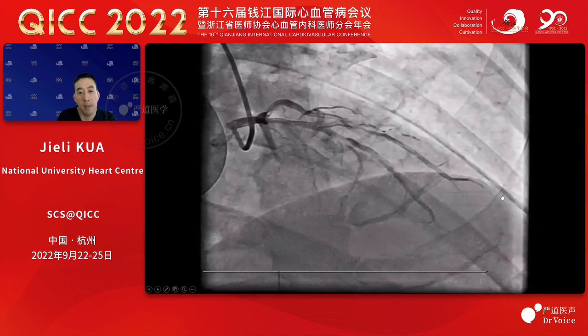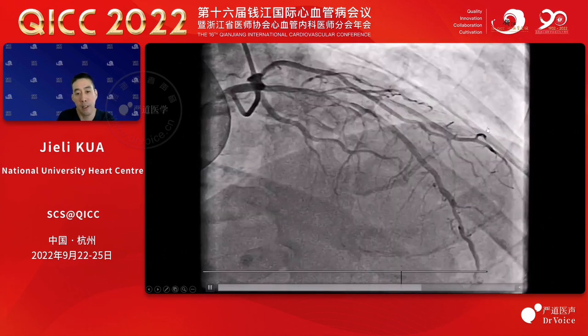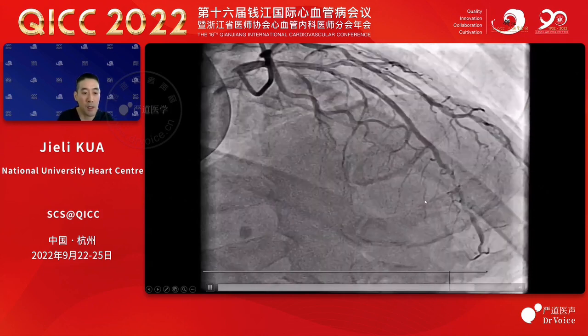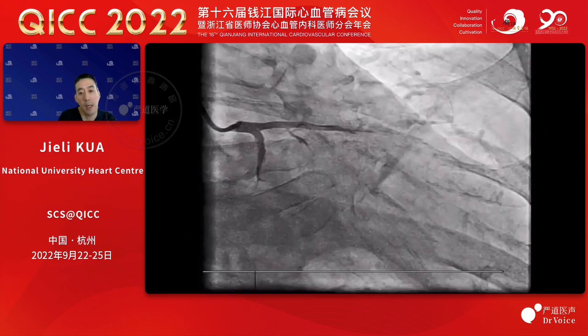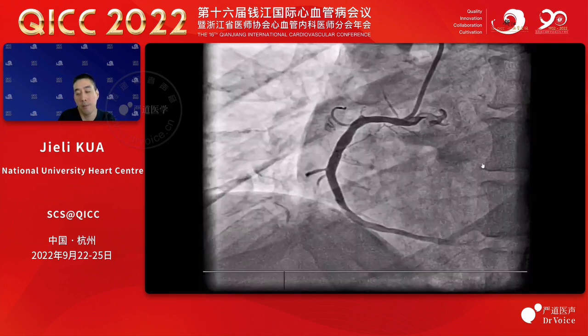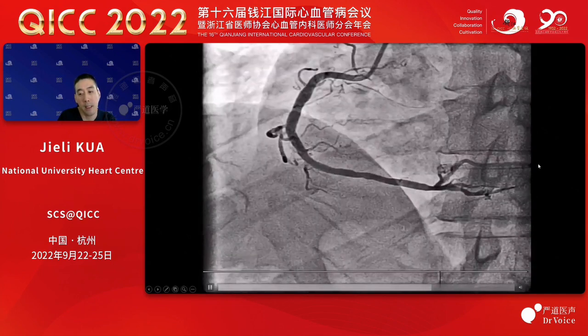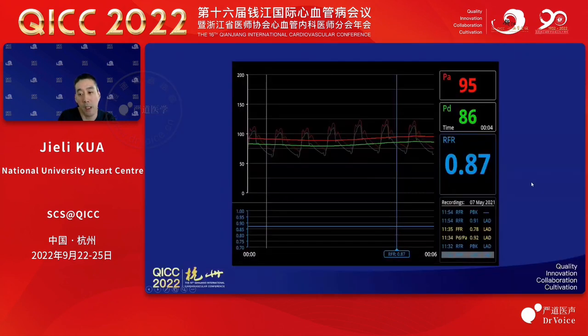Same LAD shot, but in the RAO cranial view, you can again appreciate the two tandem lesions. Circumflex is pretty much normal, and the RCA is also pretty much normal. So next, I went on to do my physiologic evaluation.